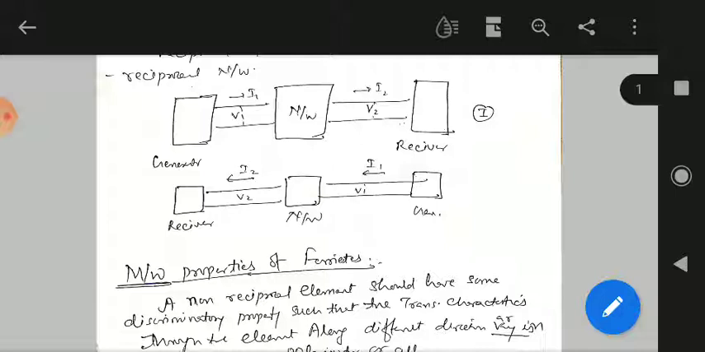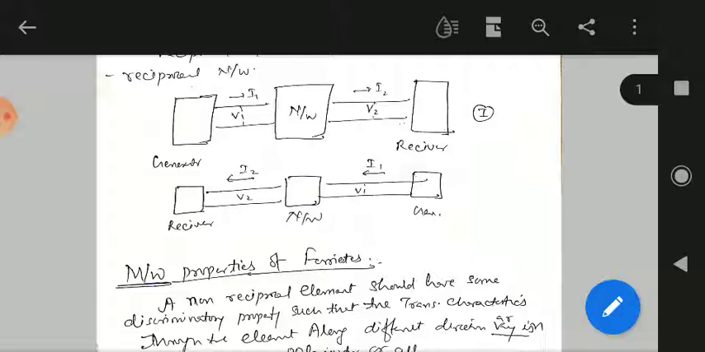Here, the generator is connected with the network and the network is connected with the receiver. The input voltage is V1, I1 is the input current, and the output is V2 and I2. If we interchange the positions of the generator and receiver, then the generator is on the right hand side and the receiver on the left hand side. The same current will flow as in the earlier case.